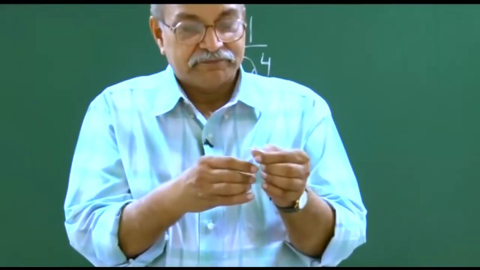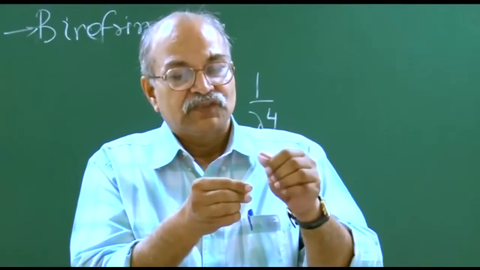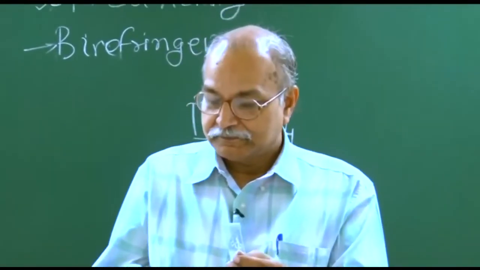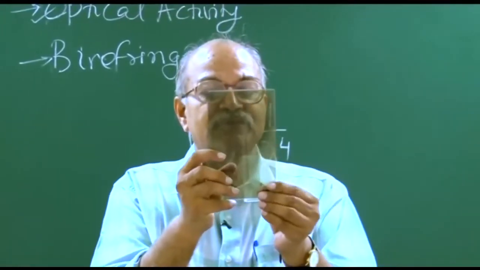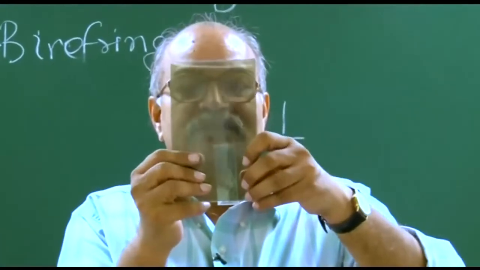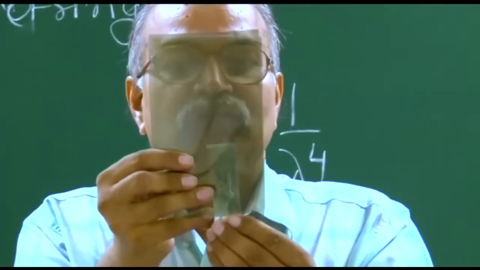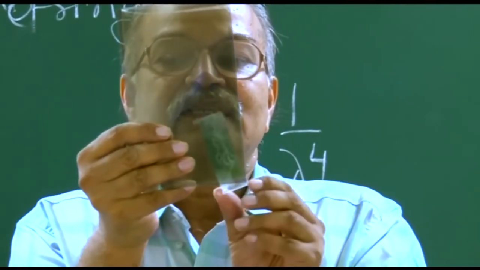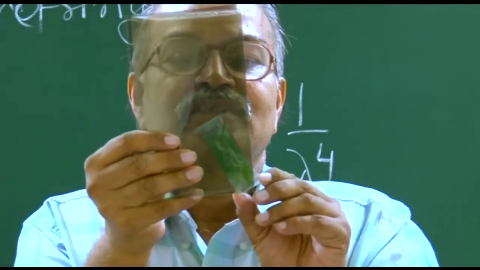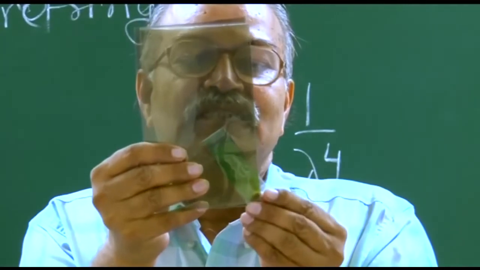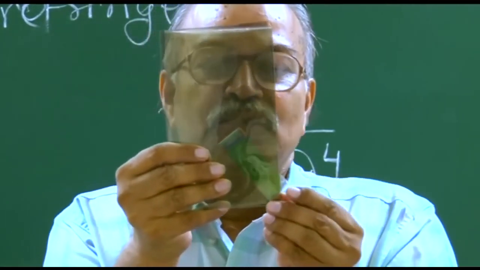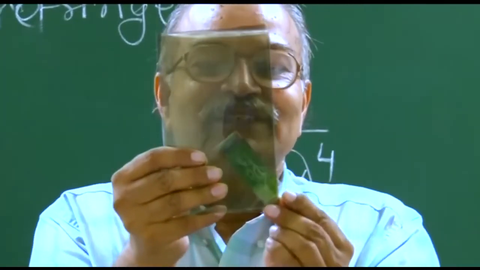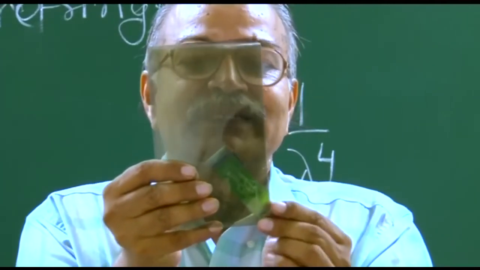I have put one more layer. So now you have three layers of this cellophane tape on the glass slide. Bring it between the polarizers. Already some color appears. Okay, so start from here and rotate and see the color. This is greenish. With one layer, it was bluish. Two layers, it was slightly yellowish. With three layers, it is close to greenish.